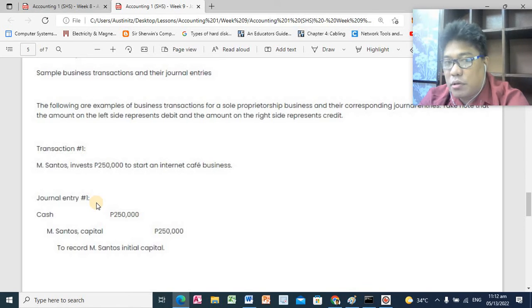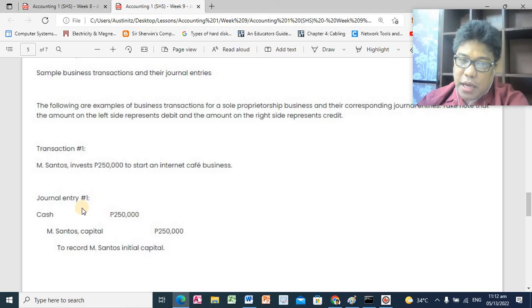So in the journal entry, we'll be having the asset. Remember our accounting equation, which is cash, 250,000 on the debit side, increasing the cash. Equivalent of the internet cafe is the cash. And then on the credit side will be the capital, M. Santos capital, which is also 250,000. So we have the asset, which is cash, and then we have the owner's equity, which is the credit. And then we have the explanation to record M. Santos initial capital.